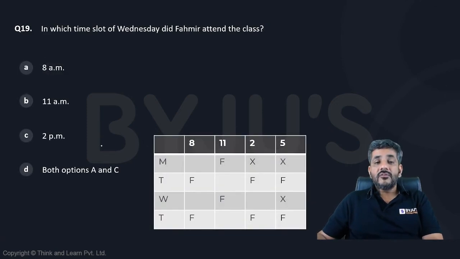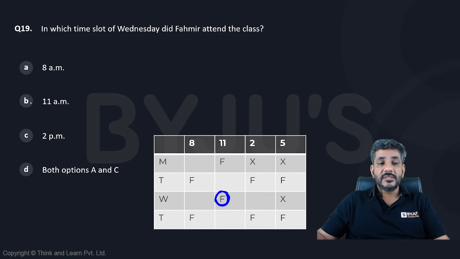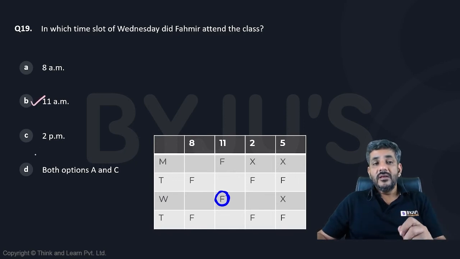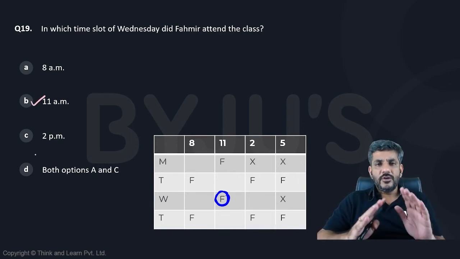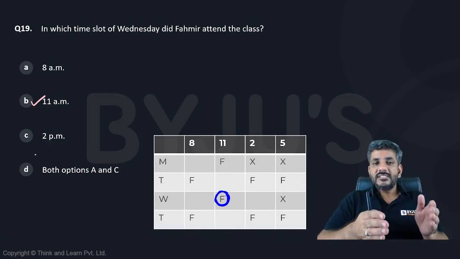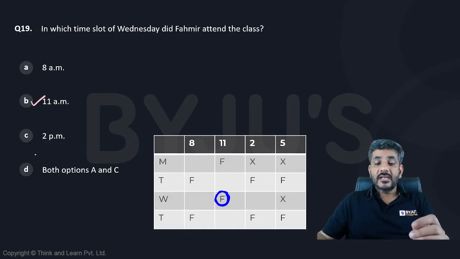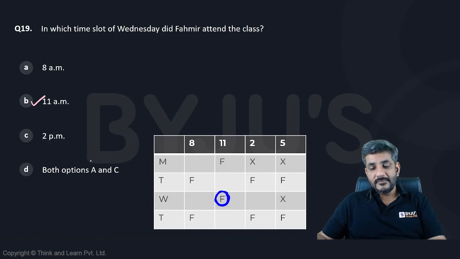In which time slot of Wednesday did Fahmir attend the class? So on Wednesday, you would see that he attended a class only at 11. So therefore, my answer for this question is 11 a.m. Moreover, if you would have seen this question beforehand, you would have got an idea that this question is telling that on Wednesday, he attended only 1 class.